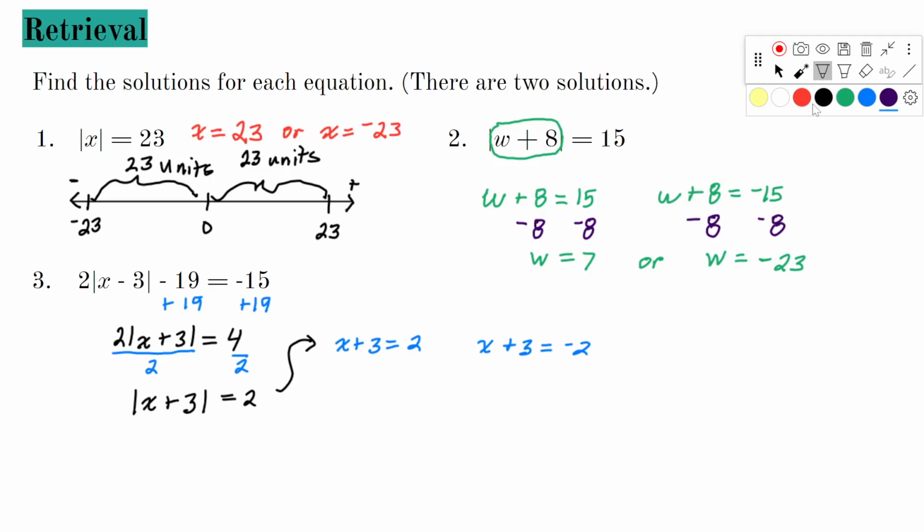So subtract 3 from each side of the equation, and we have x equals negative 1. Subtract 3 on each side of the other equation, and again you'll see it's not opposite values but actually two distinct values. We have x equals negative 5.